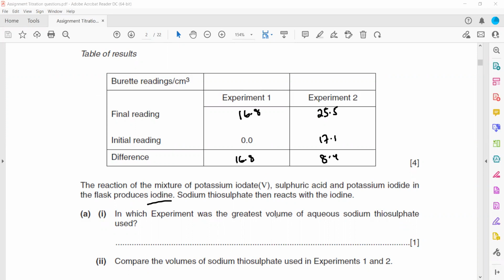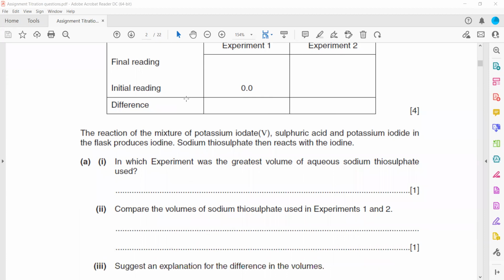In which experiment was the greatest volume of thiosulfate needed? Because the burette was filled with thiosulfate, you can clearly see the difference in the volume: experiment 1 is more than experiment 2. So the answer here is experiment 1.